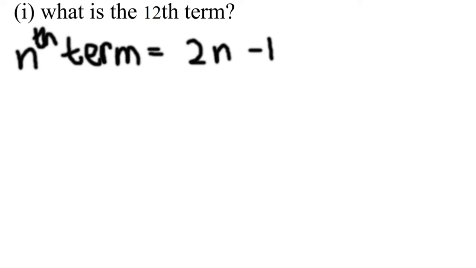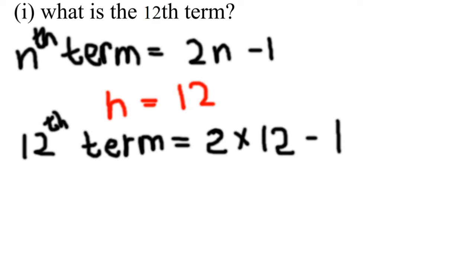nth term equals 2n minus 1. Here n means the term, that is, which position it is. Here we need the 12th term. So n equals 12. Here we have two operations, multiplication and subtraction.